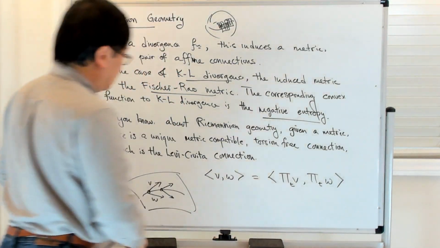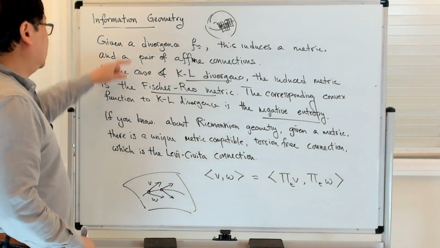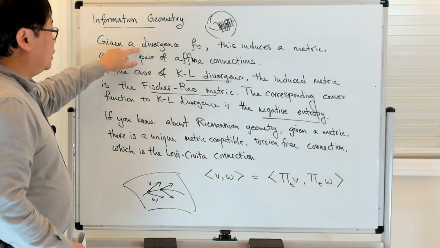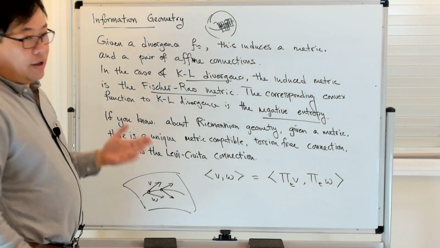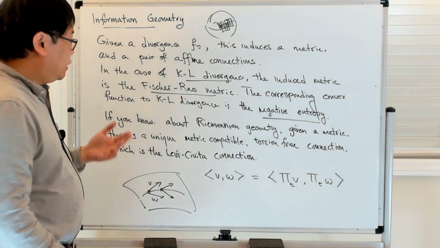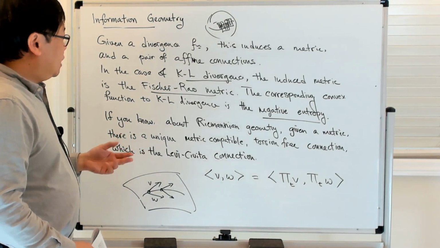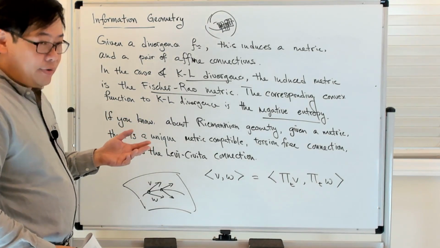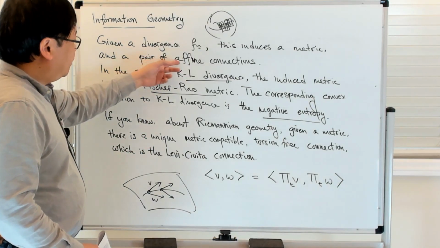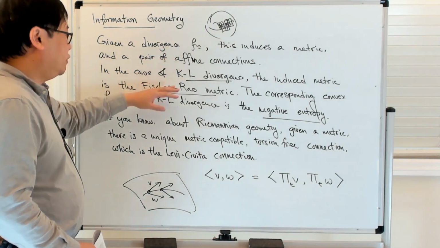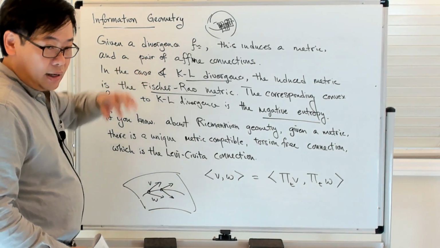Okay, all right. So why did I bring this up? When we talk about divergence functions, we said it induces a metric, and we also said that it induces a pair of affine connections. So what's going on here? Why is there not just one, but in general a pair of affine connections which comes out of this divergence function? The fact that you have a pair of affine connections is related to the fact that the divergence function in general is asymmetric.